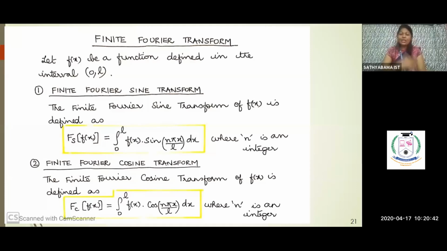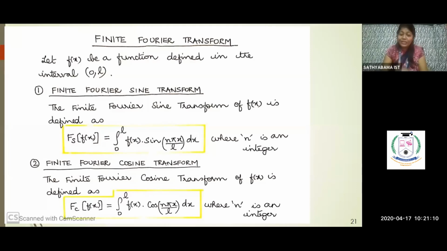So what are we doing now? Finite Fourier transforms. Two types of finite Fourier transforms we have. One is finite Fourier sine, the other is finite Fourier cosine. Here the difference is f of x is defined in a finite interval 0, L. And what is the formula for finite Fourier sine transform? Fs of f of x is equal to integral 0 to L f of x sine n pi x by L dx.